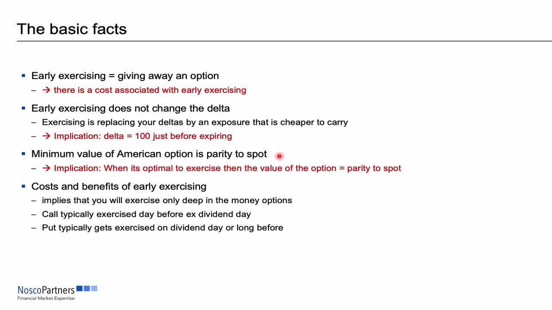Remember that we then did some cost and benefit analysis of early exercising, and we concluded that, for example, if I have a stock option, a call on a share, I would only exercise this call early just a day before the dividend, before ex-dividend day. And a put typically gets exercised on the ex-dividend day or long before the ex-dividend day.